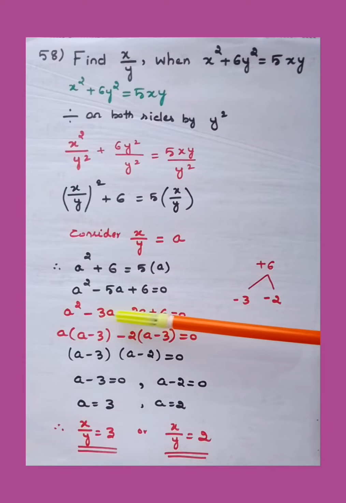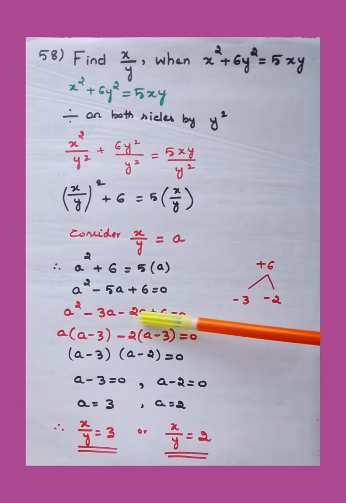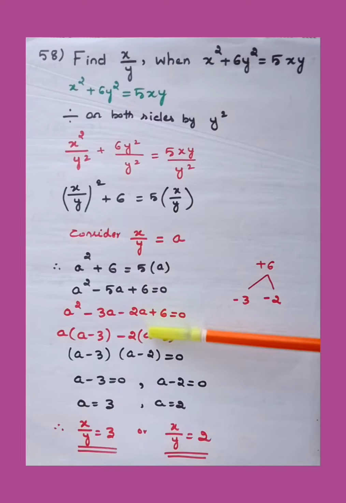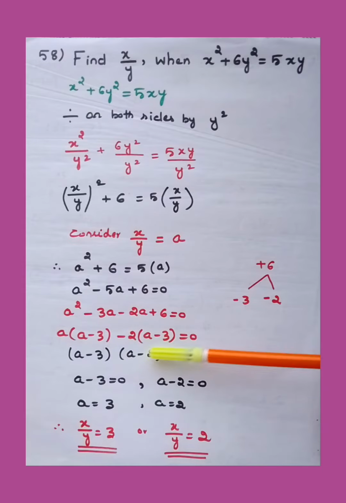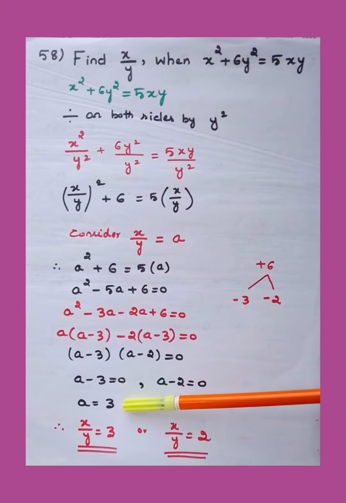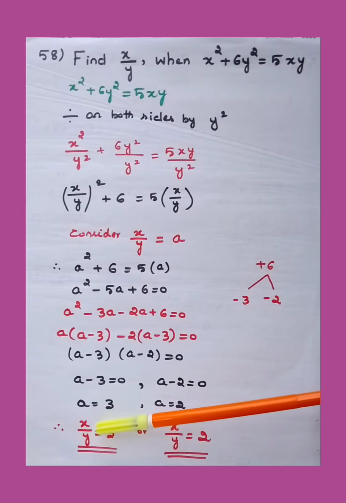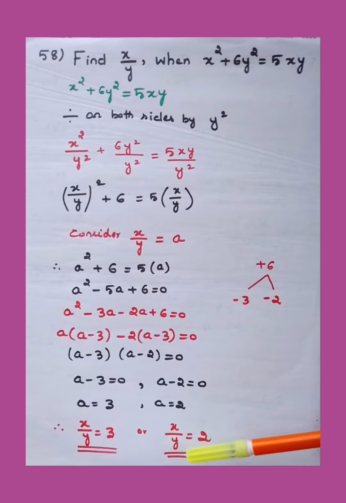Write this: a square minus 3a minus 2a plus 6 is equal to 0. Take the common factor here, which is common a: a of a minus 3, minus 2, you take common factor in these two, minus 2 of a minus 3. Now a minus 3 is common. Write once, what is left? a minus 2 is equal to 0. So a minus 3 is equal to 0 or a minus 2 is equal to 0. When you shift this minus 3 to the other side, it becomes plus 3. Therefore, a is equal to 3 or a is equal to 2. But what is the value of a? x by y. Therefore, x by y is equal to 3 or x by y is equal to 2.